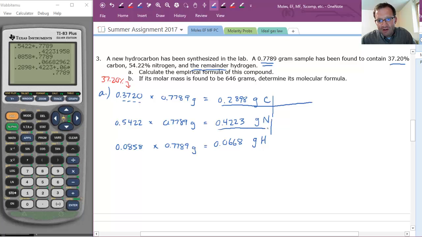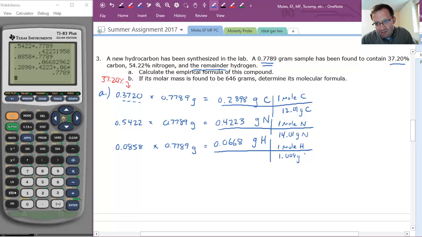Okay. Now, I'm a little crowded here, but I'm going to need to convert all of these into moles. Okay? So like we've already done, from here this problem looks a lot like the others you've already done. There are 12.01 grams of carbon in a mole. That's what happens when you're hasty. In a mole of nitrogen, there is 14.01 grams. In a mole of hydrogen, there will be 1.008 grams.